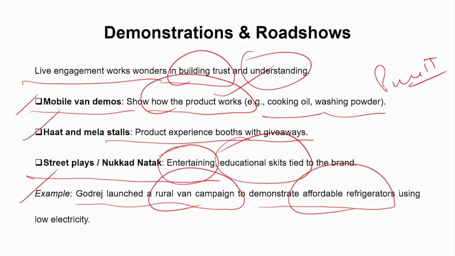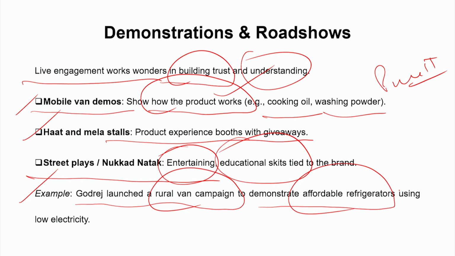Godrej launched a rural van campaign to demonstrate affordable refrigerators using low electricity. My dear learners, this Godrej has used this. You might be knowing that there are different products which are perishable in nature. So the shelf life would be less. In order to increase the shelf life, you need to store them. So storing of the water or cold drinks in a Godrej Cool has helped the local people.